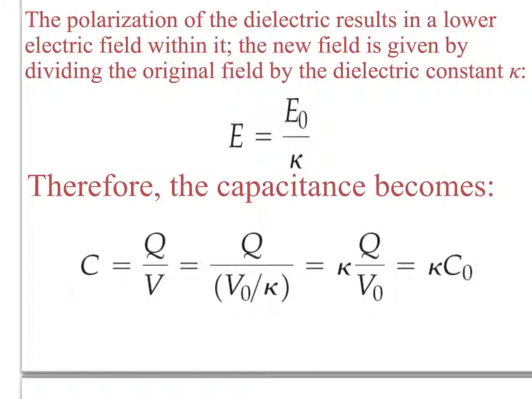The polarization of the dielectric results in a lower electric field within the capacitor. The new field is given by dividing the original field by the dielectric constant. So if we take this new equation and substitute it into our other equations, we can simplify and solve and find that our capacitance is our original capacitance times the dielectric constant.